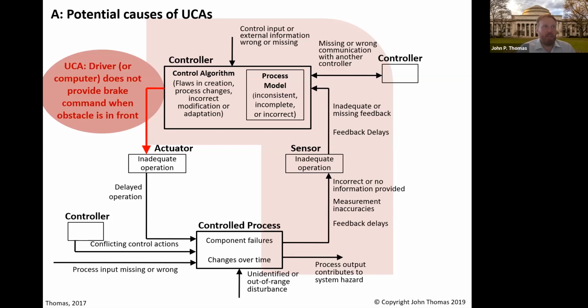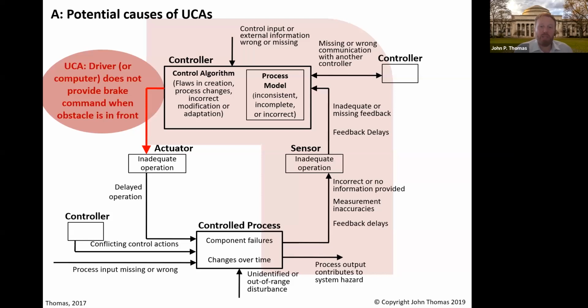You've got it. Fantastic answers. Driver believes there's no obstacle in front. One of the first places to look is the context part of the UCA. See where it says when obstacle is in front? If the driver doesn't know that that is the context, how in the world are they going to prevent that unsafe control action? That's going to be really tough for them.